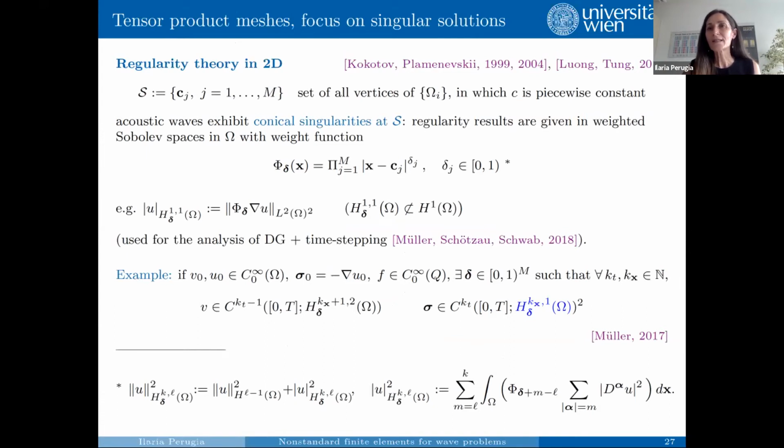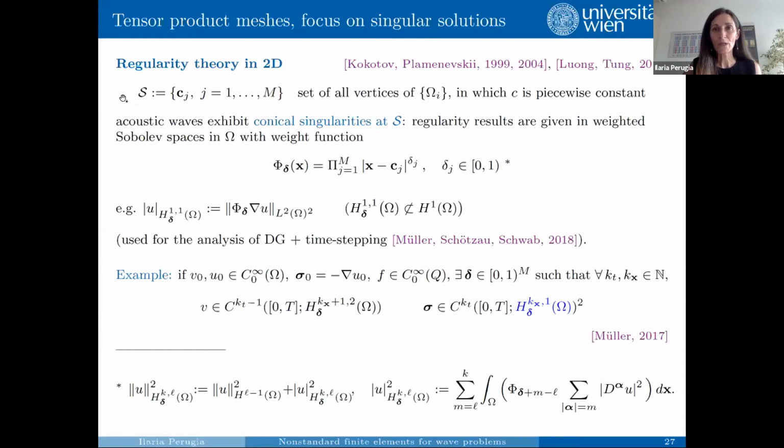So again, I will start exactly from the same discontinuous Galerkin method that I presented, but now I don't use Trefftz polynomials, I simply use the full polynomials. And then I will reduce the number of degrees of freedom with another technique. Here I restrict to the case of 2 space dimensions because there the regularity theory is well known.